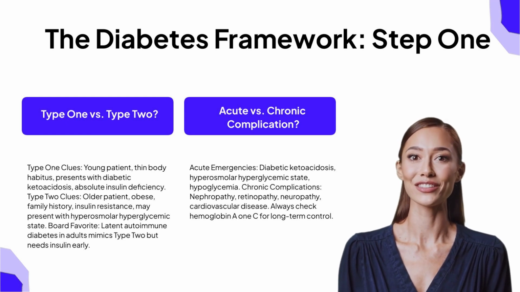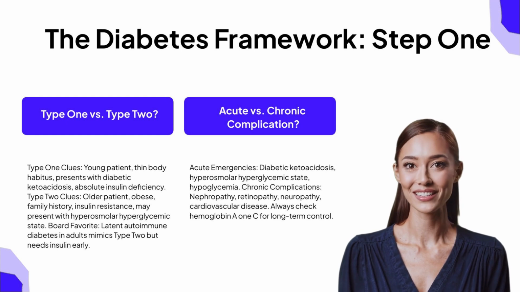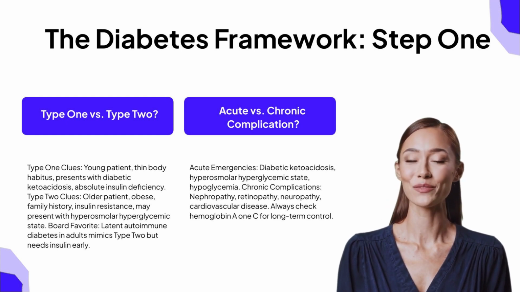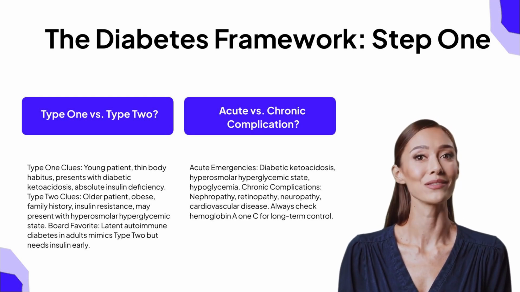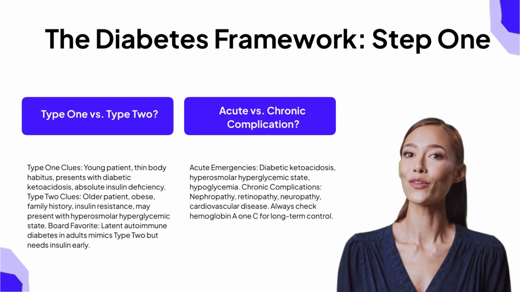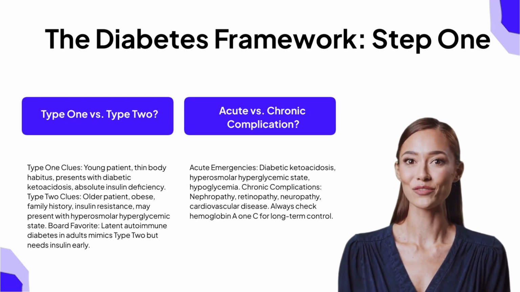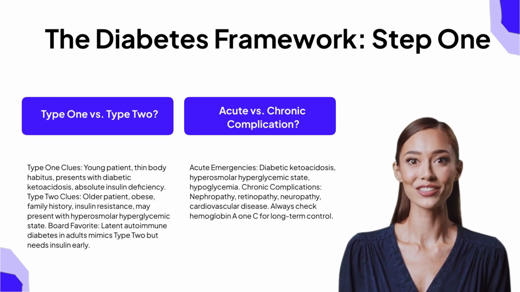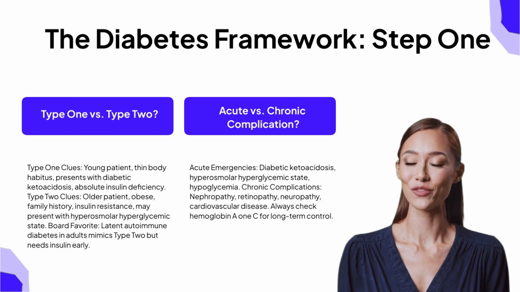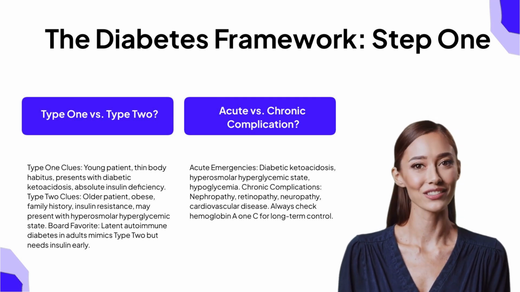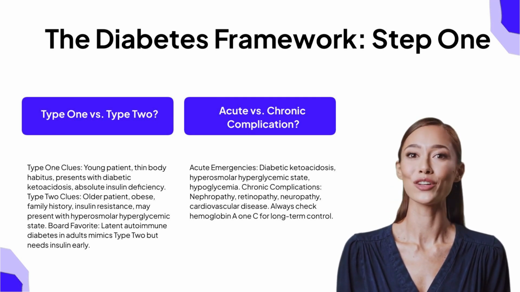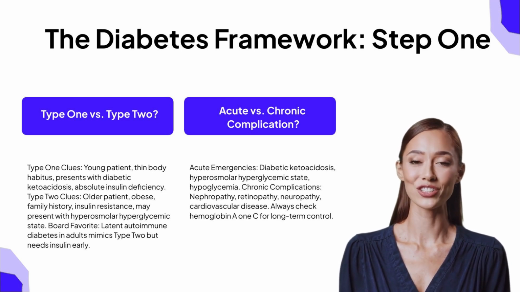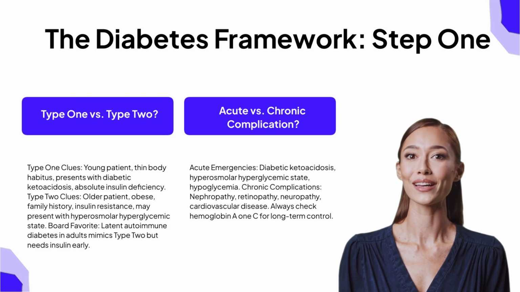They have insulin resistance. One tricky scenario the board loves is latent autoimmune diabetes in adults, which looks like type 2 initially, but the patient stops responding to oral medications and needs insulin. For acute versus chronic, if the question describes altered mental status, rapid breathing, fruity breath odor, or severely elevated glucose, think emergency. If the question asks about screening intervals, medication adjustments, or new-onset proteinuria, think chronic complication management. This framework will instantly narrow your answer choices. Review the endocrinology pathophysiology chapters in your board review resources for the underlying mechanisms.